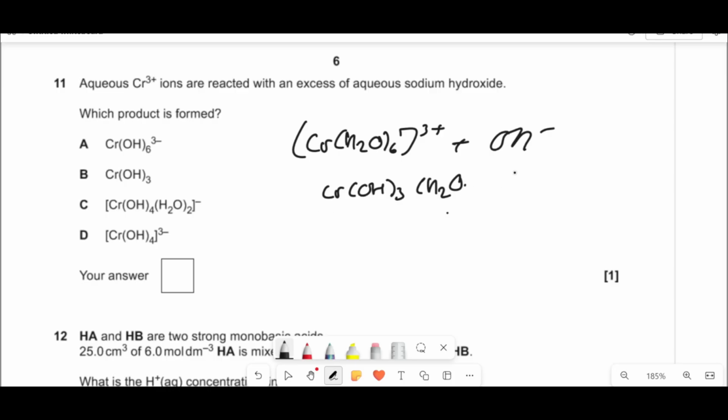But this actually goes further, and eventually what happens is all those other H2Os are booted off, and you end up with this, [Cr(OH)6]3-, which is going to be A. The question told you it's excess, so eventually all of those are gone, done, finished.